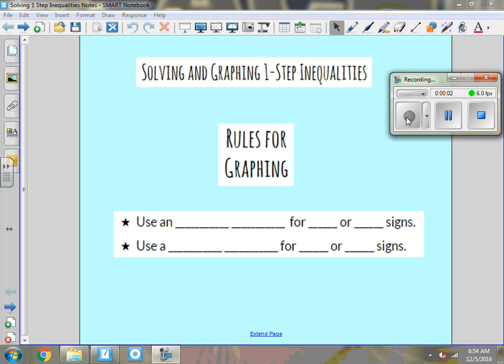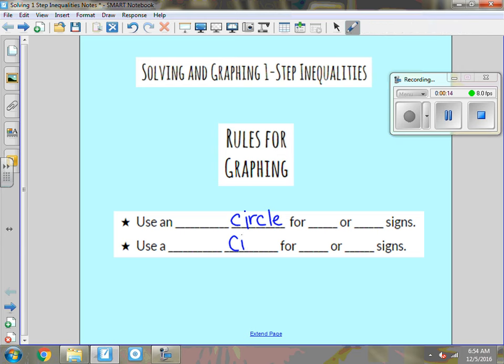Today we're going to be learning how to solve and graph one-step inequalities. So first let's go over some of the rules for graphing. There are two different types of circles we can use when we're graphing inequalities. The first is an open circle, and you can draw a picture there. An open circle is used for less than and greater than signs.